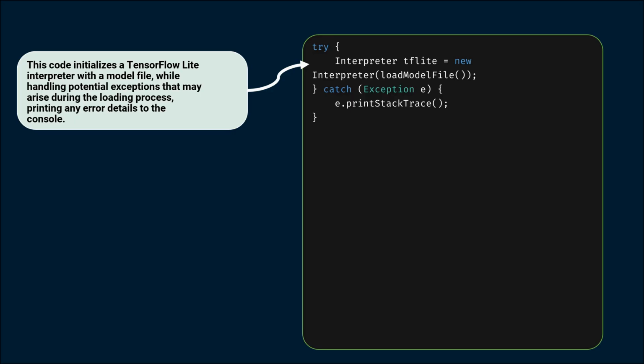We enclose our interpreter initialization in a try-catch block to capture any potential exceptions that may arise during this process. This is essential for smoother error handling, allowing us to debug more easily if the model fails to load for some reason, such as an incorrect file path or missing resources. By calling e.printStackTrace, we can log the error details, making it easier to identify and fix issues promptly.